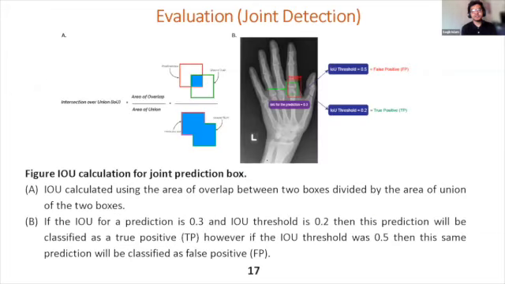Then, moving on to how we evaluated our models. Just to give an idea of how the joint detection evaluation works, we use a metric called intersection over union, which calculates the overlap between a ground truth bounding box and a predicted bounding box by the model. Based on this overlap, if it meets a certain threshold, for example, if we set the threshold to be 0.2 and the overlap is 0.3, then we consider it a true positive classification. However, if the threshold is set to 0.5 and the overlap is 0.3, which is less than the threshold, it's not considered a true positive classification for that particular joint.